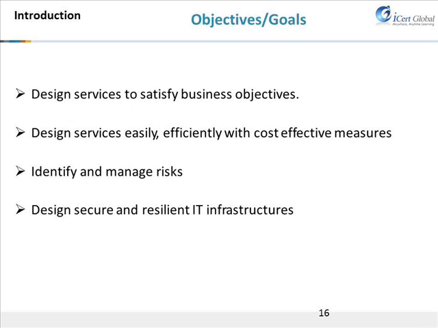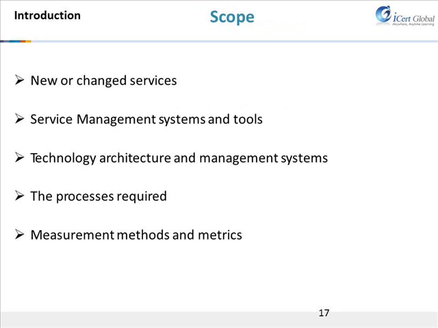Objectives, Goals. When designing and developing a new application, we should consider the impact on the overall service. This will ensure all of the management and operational requirements are addressed, as a fundamental part of the design. Scope. There are 5 individual aspects of service design: new or changed services, service management systems and tools, technology architecture and management systems, the processes required, measurement methods and metrics.